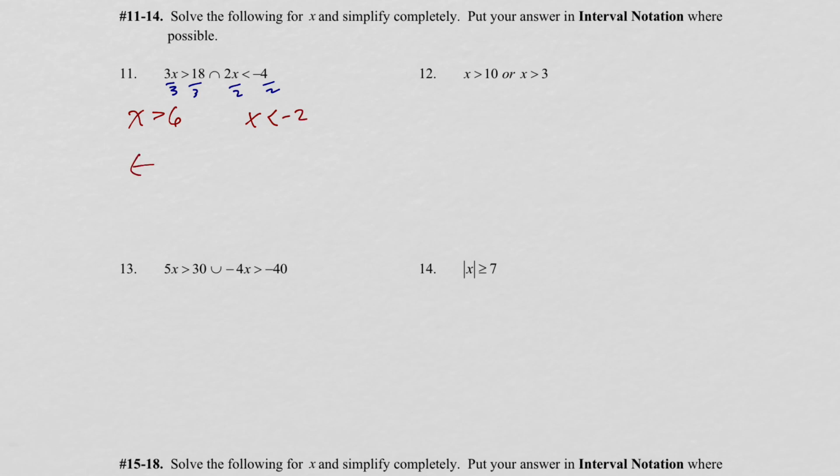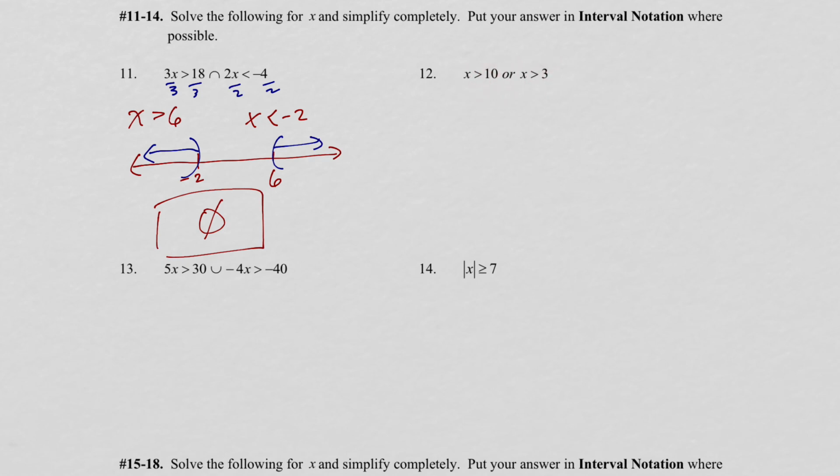So I'm going to draw a number line. I'll put negative 2 to the left of 6. Now, greater than 6 looks like this. Less than negative 2 looks like this. This upside down U means the intersection, the point that they share in common, but they don't share anything in common. So this is an empty set.